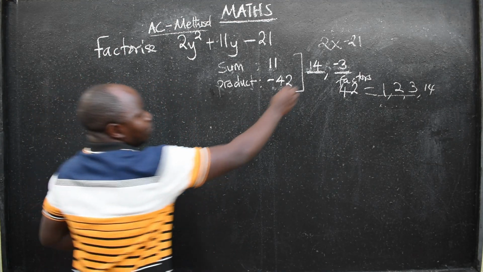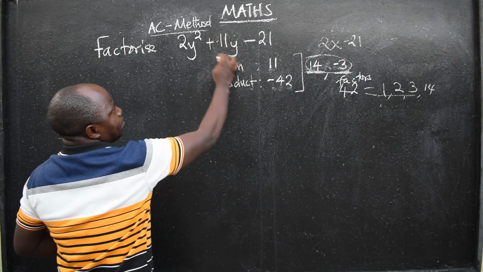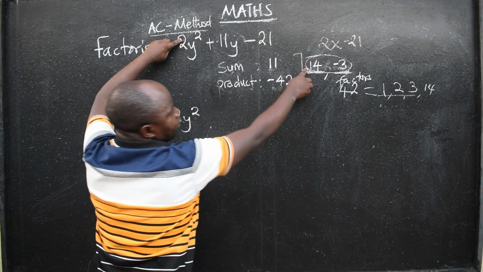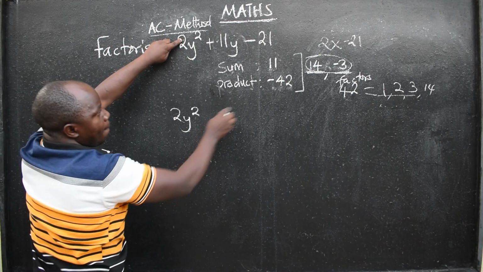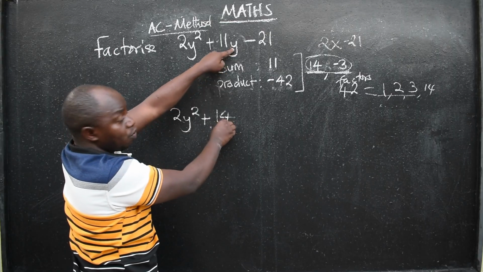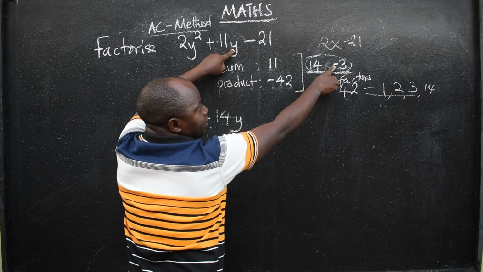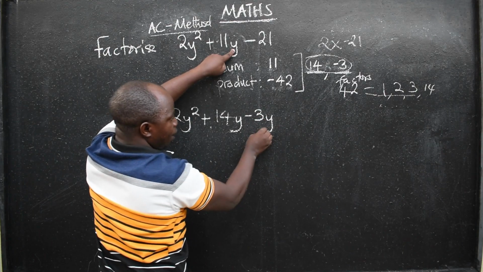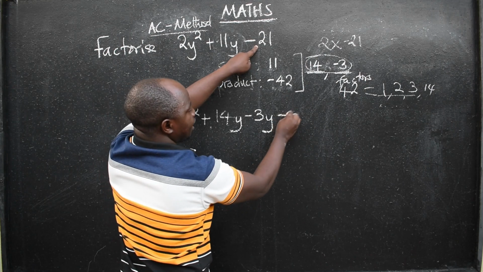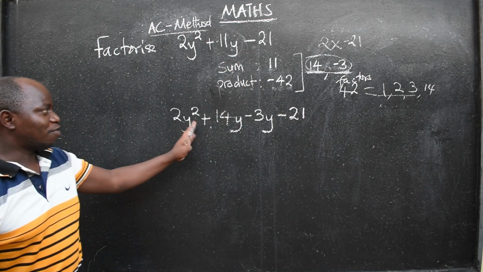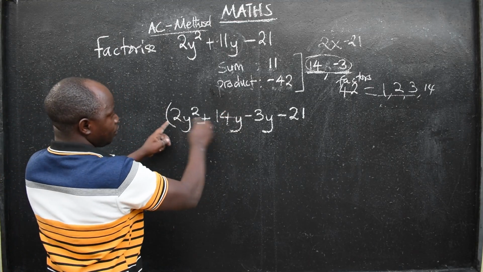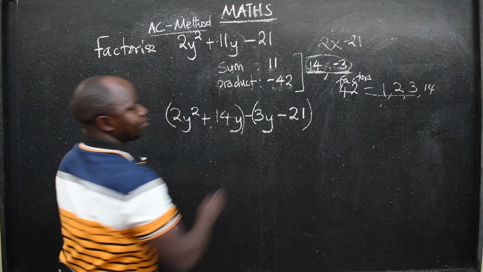Now after you have identified these two numbers, you replace them here. So we are going to have 2y squared, like this. Then we have these two numbers. This is positive, so it will be plus 14. Remember where you are replacing the middle term, put y. Then the other one is negative 3, put y. We have replaced the middle term with that. Then the last term, negative 21. Now there are 4 terms. Group them 2 by 2.